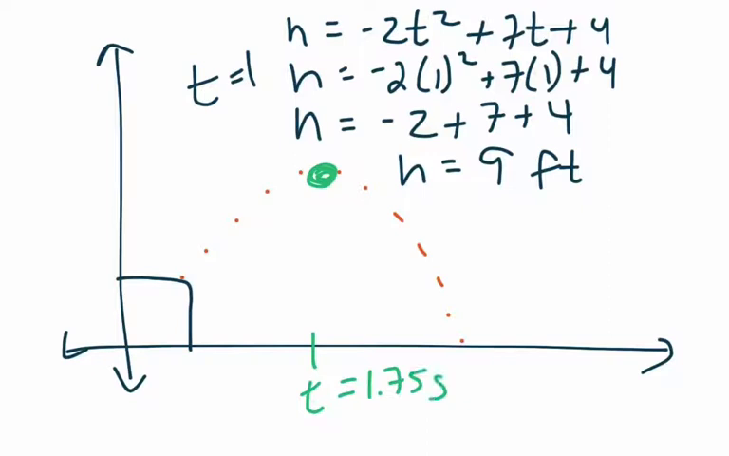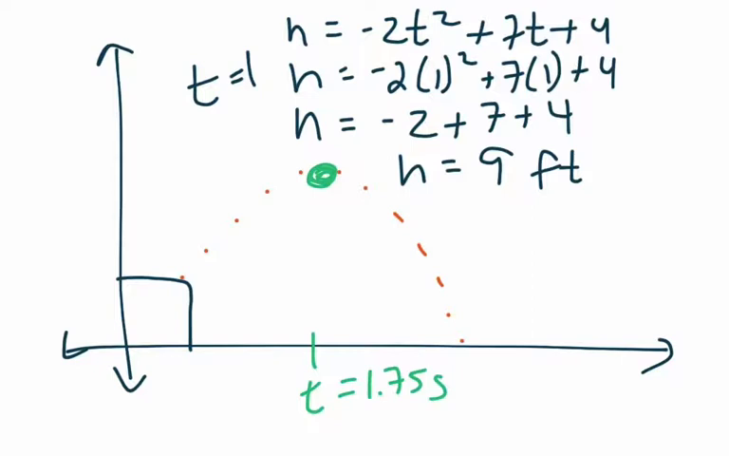And basically what that means is that the toy hits the maximum height at 1.75 seconds. So at 1 second, it's gone up 9 feet, but it's going to continue to go up. And at 1.75 seconds, that's when the toy hits the maximum height. But we weren't asked for when the toy hits the maximum height.